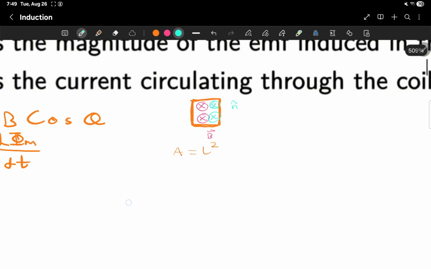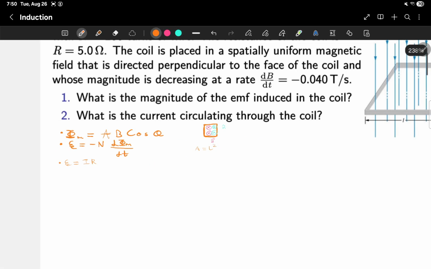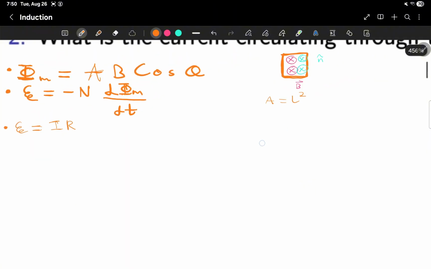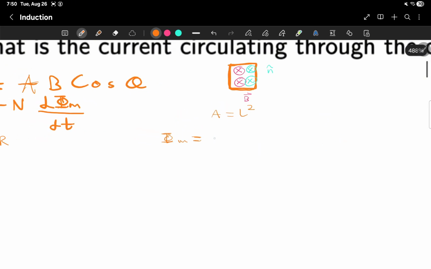Look, the simple thing is, it doesn't matter whether you choose the area vector to point out of the page or into the page. That's all I'm saying. Now to actually start solving for the magnetic flux, we basically have the area of the square times the magnetic field times the cosine of the angle between them.